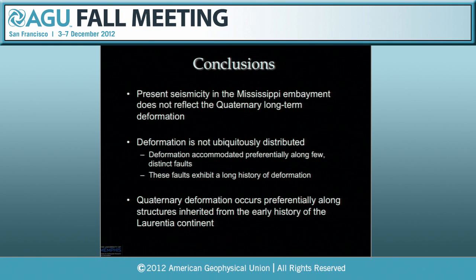And so, my conclusions are that the present seismicity in the Mississippi embayment does not reflect where the Quaternary deformation has been accommodated in the long term, and the deformation is not ubiquitously distributed. It's very localized along a few distinct faults. These faults exhibit a long history of deformation, and they are located along pre-existing structures that are associated with the early history of the Laurentian continent. And that's it.